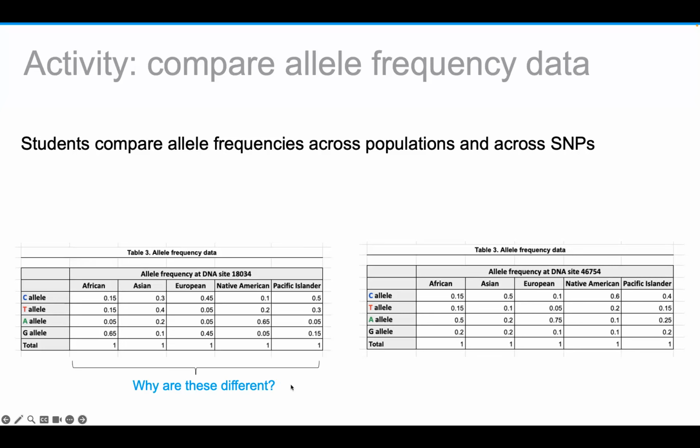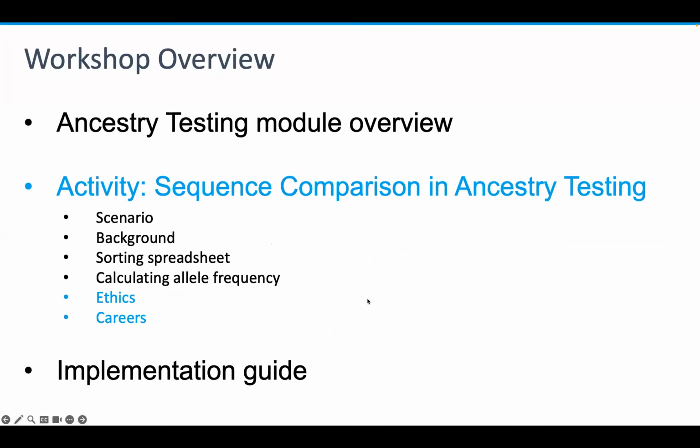Why are different populations different for the allele frequencies? And also across DNA sites, why might these be different? So there's a lot of pattern recognition, inferences, making hypotheses, etc. The activity ends with 2 parts on ethics and careers.